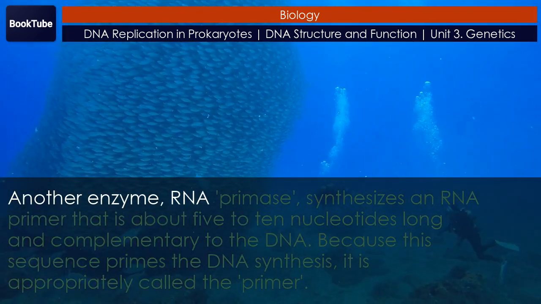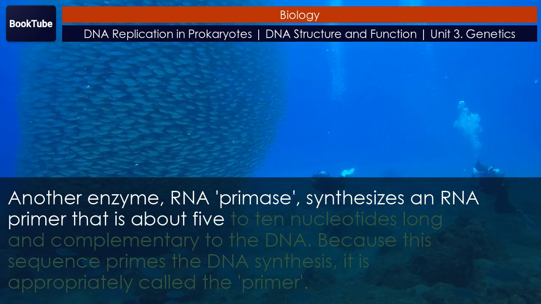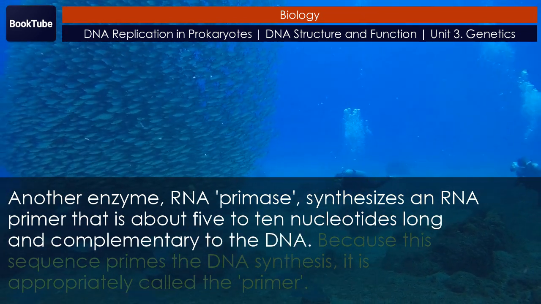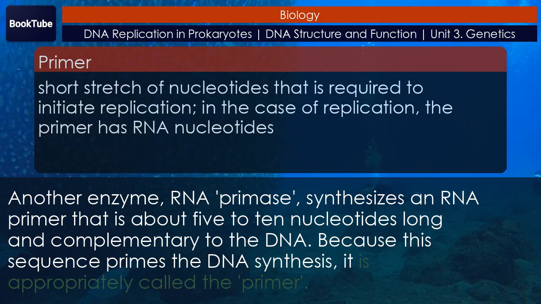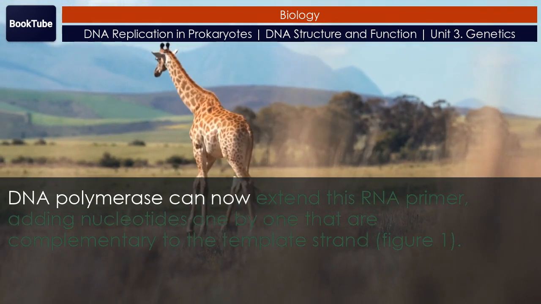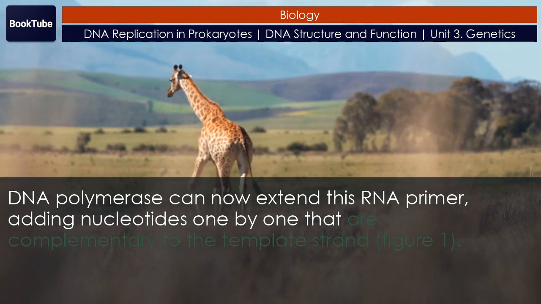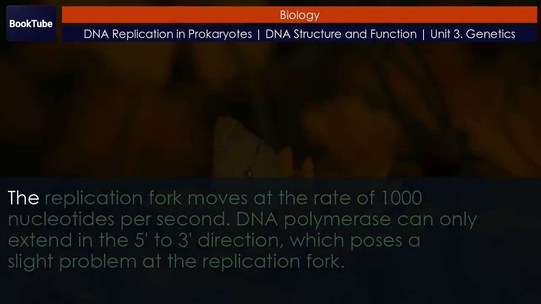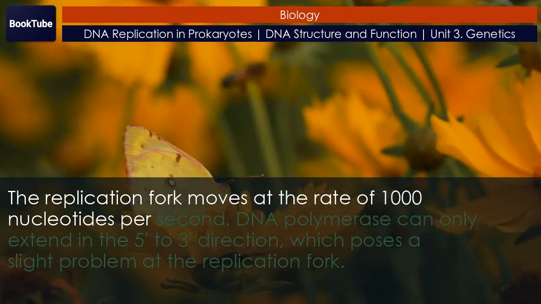Another enzyme, RNA primase, synthesizes an RNA primer that is about 5 to 10 nucleotides long and complementary to the DNA. Because this sequence primes the DNA synthesis, it is appropriately called the primer. DNA polymerase can now extend this RNA primer, adding nucleotides one by one that are complementary to the template strand. Figure 1. The replication fork moves at the rate of 1,000 nucleotides per second.